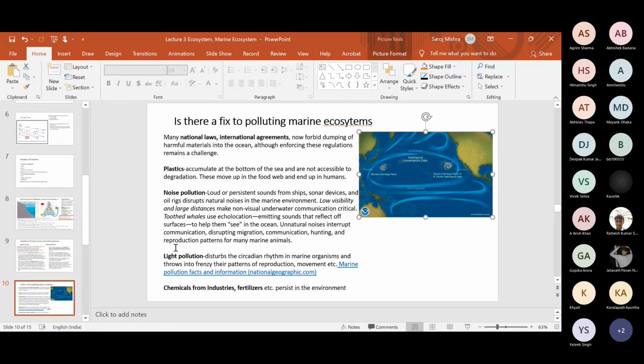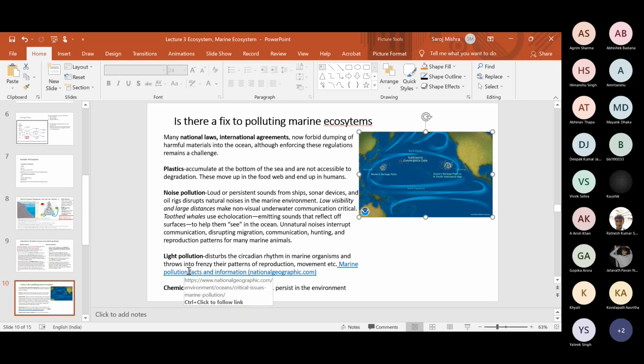Okay, now for example, you have these toothed whales. They use echolocation. They emit sounds which reflect off the surfaces, and this helps them to see in the ocean. But if you have unnatural noises coming, this usually interrupts their communication with each other. It also disrupts migration, communication between different whales, and hunting and reproduction patterns for many marine animals. Please try to appreciate how disruptive noise pollution can be for the marine ecosystem. This is just to give you an example, but there are so many things you can think about yourself.